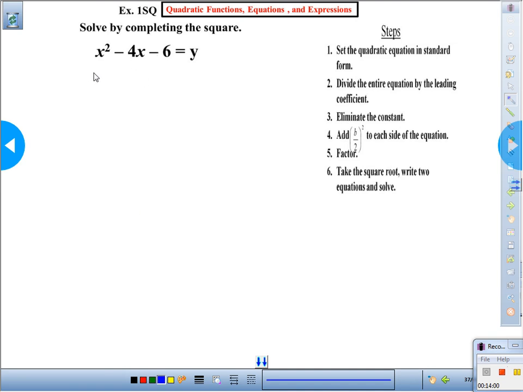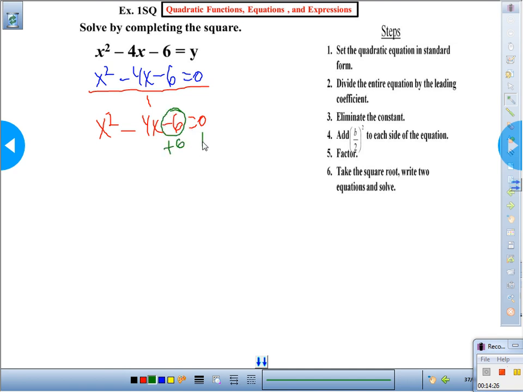Step 1, everyone. x squared minus 4x minus 6 equals 0. Step 2, divide by the leading coefficient. Right now it's 1, so that leaves us with x squared minus 4x minus 6 equals 0. Step 3, eliminate the constant. What's my constant? Negative 6, so I add 6, add 6. Left with x squared minus 4x equals 6.